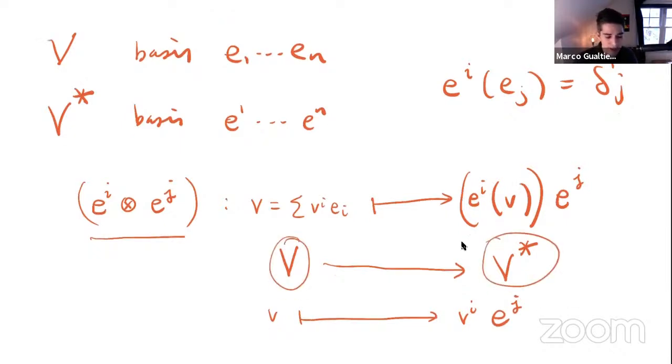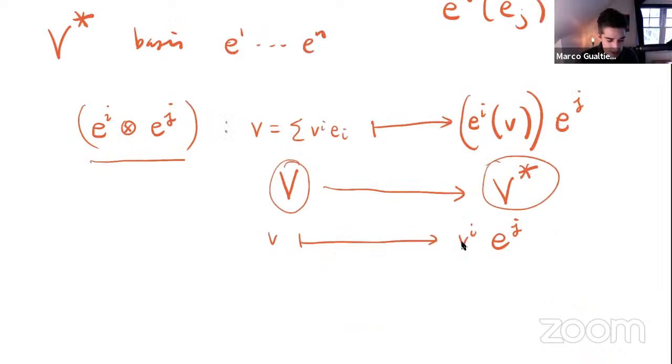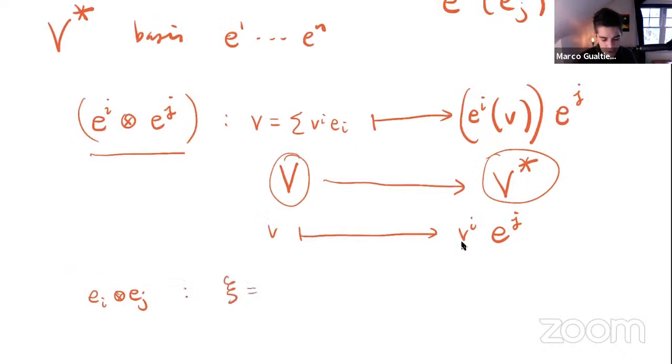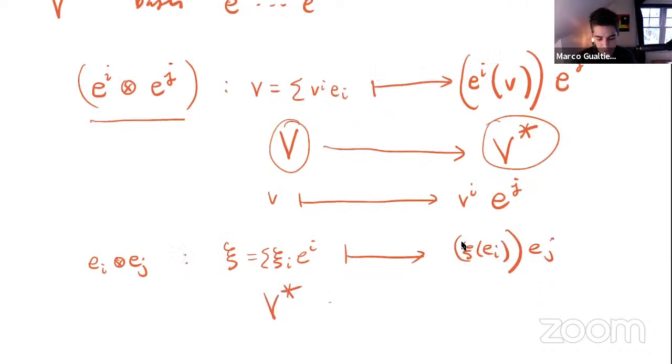Okay, and similarly, in exactly the same way, a bivector of the form E lower i tensor lower j can be thought of as taking a dual vector, Xi, which is a sum of Xi Ei, and I can do exactly the same thing. I can gobble it up with the first element of the bivector. I can say Xi of Ei, that's going to be a number multiplied by Ej. And this will be the opposite way. It will go from V star to V.